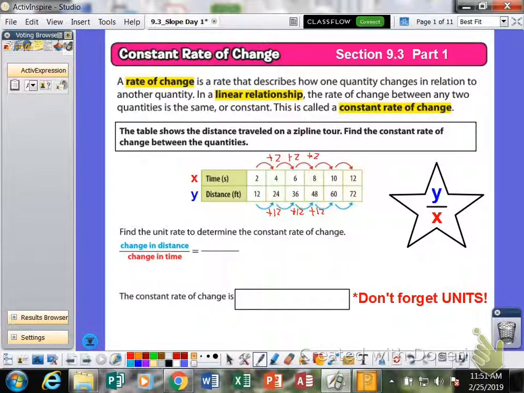Now, if I want to find the unit rate to determine the constant rate of change between these two, I have my change in distance, which is my y, and my y we said was 12. And our change in time, which we said was 2, that was our x, and that is 2. So this would give me a constant rate of change of 6 feet per second. Okay, so my constant rate of change there would be 6 feet per second because I have 12 over 2.